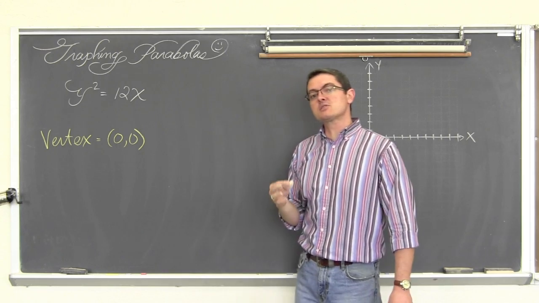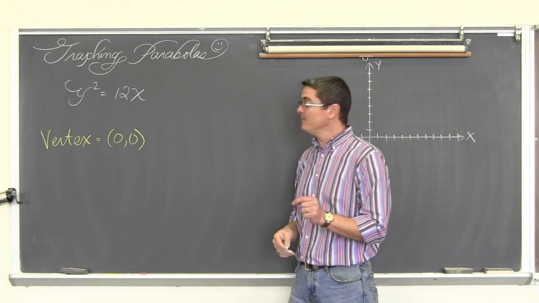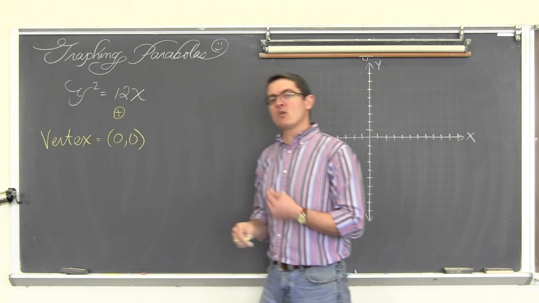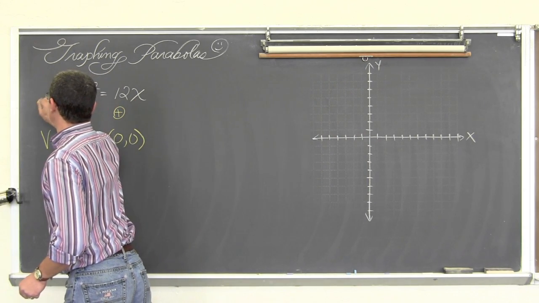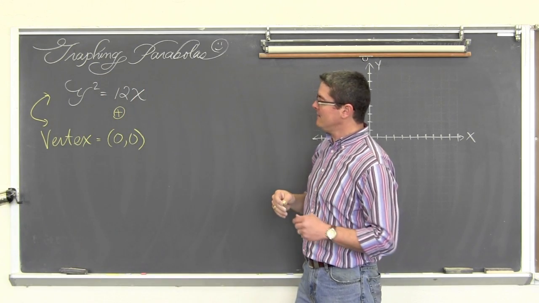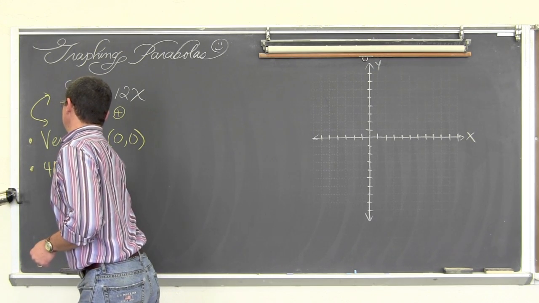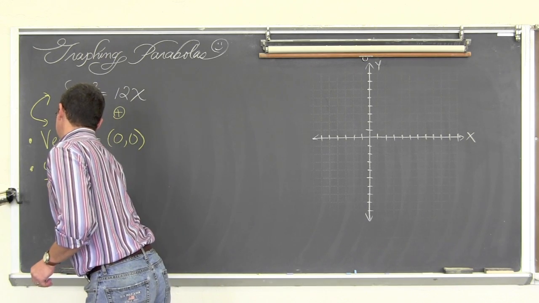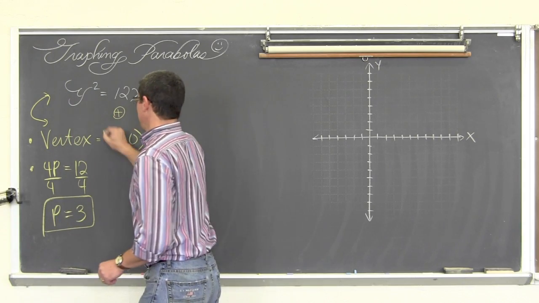My y term is squared, so this parabola is either going to open left or right, and since my 4p value here is positive, that's going to tell me that my graph is opening to the right. So let's make a note of that. Let's give myself a little quick sketch here, just a reminder that we're going to the right. And 4p is equal to 12, so we're going to divide both sides by 4. And p is equal to 3.